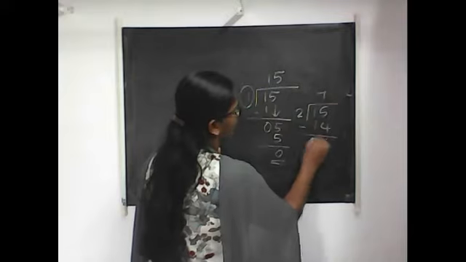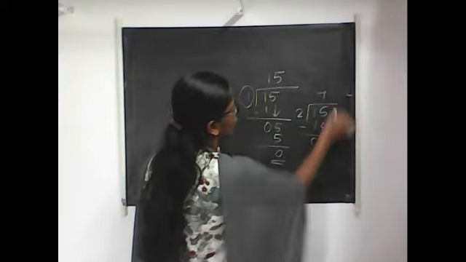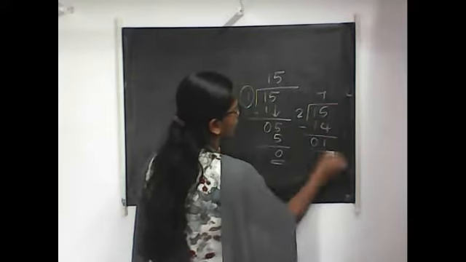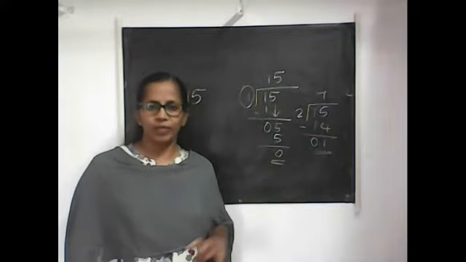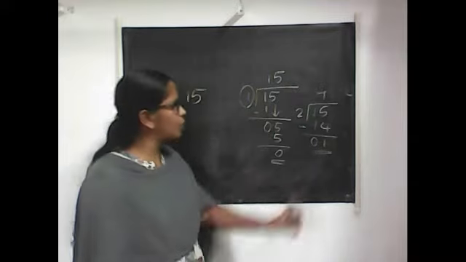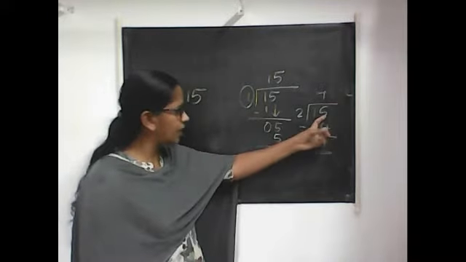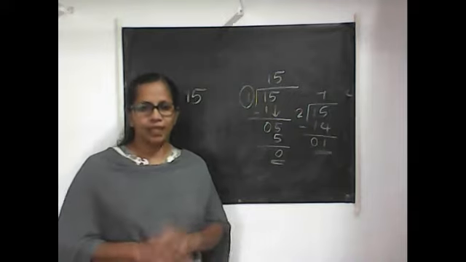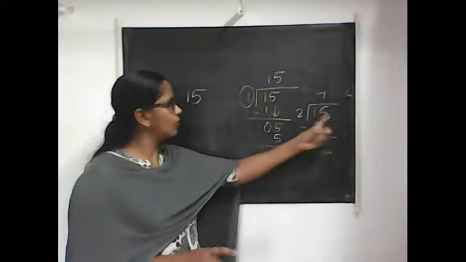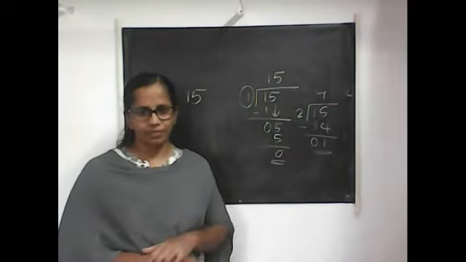We will get 1. We cannot divide. No more number to bring down. So 1 is the remainder. That means we did not get 0 as a remainder. That means it is not possible to divide 15 by 2 exactly. That means 2 is not a factor of 15.